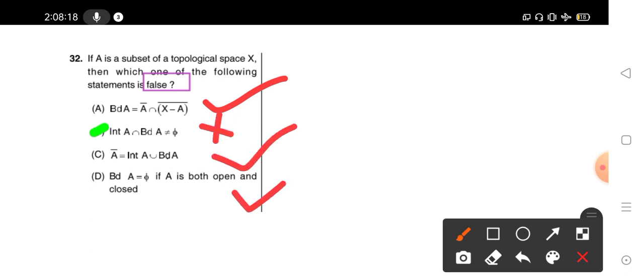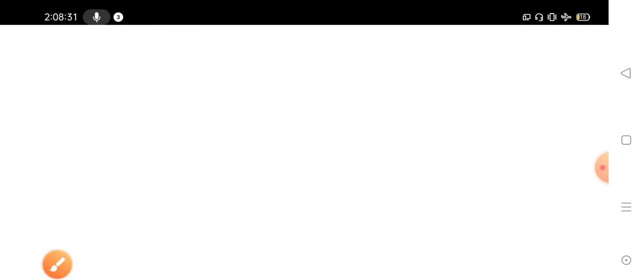This is also correct. This is also correct. Boundary of A is equal to empty set if A is both open and closed. A closure is equal to interior of A union boundary of A. This is correct. Option B is wrong.